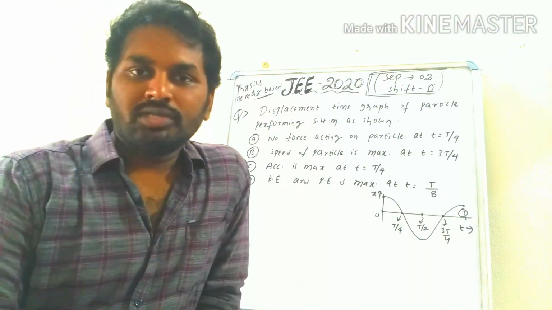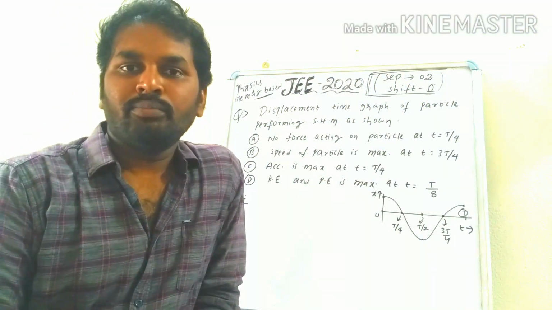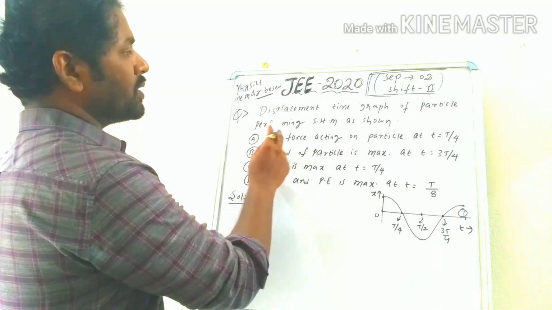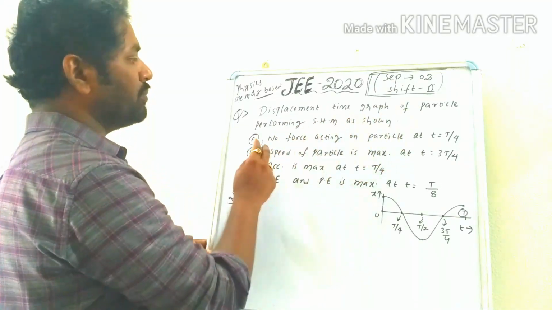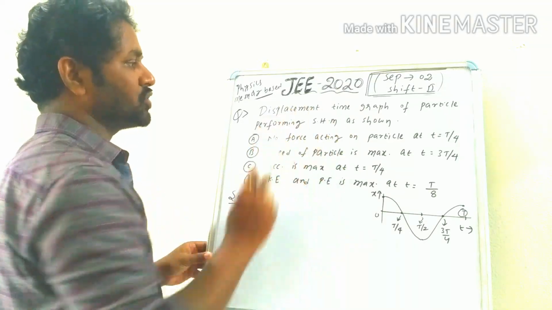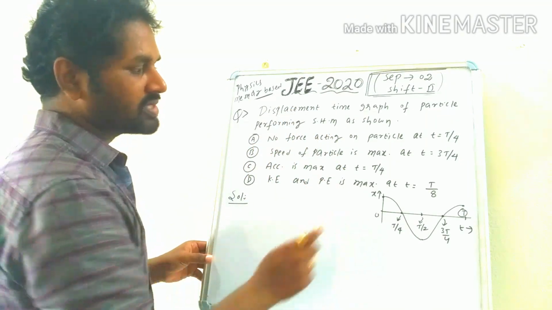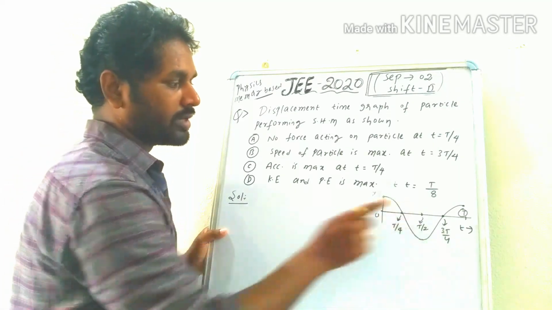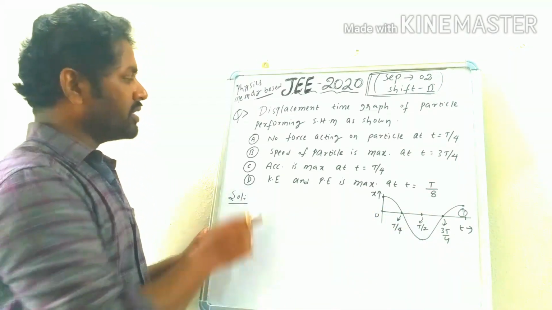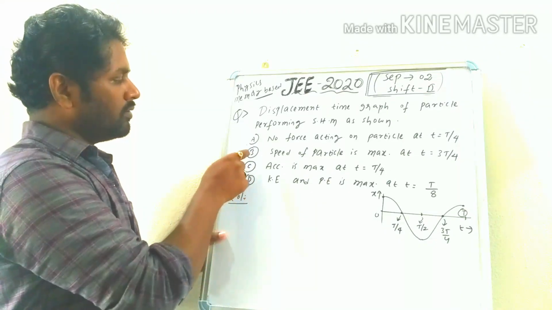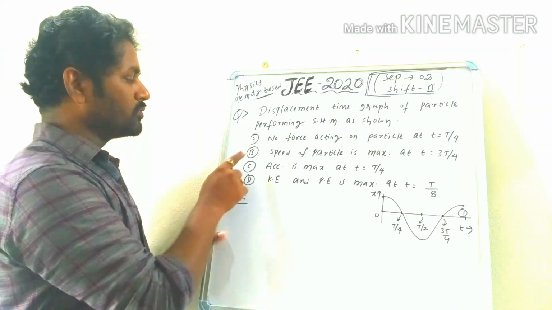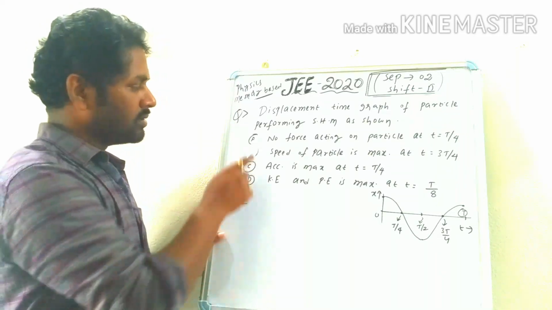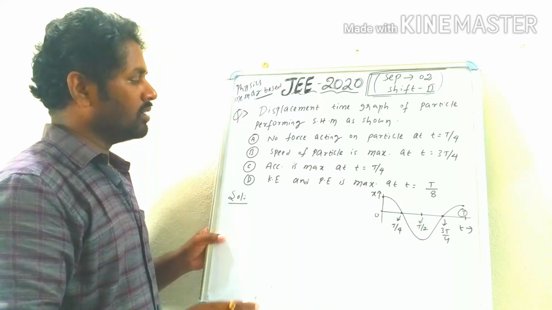Then we have the next question from the chapter Simple Harmonic Motion. Let us see. The displacement time graph of a particle performing SHM is shown. The graph is given here between the parameters displacement and time. And they have given 4 options A, B, C, D. Actually, these are not options. The 4 statements are given.